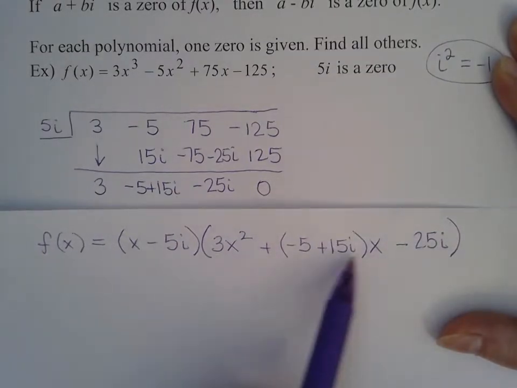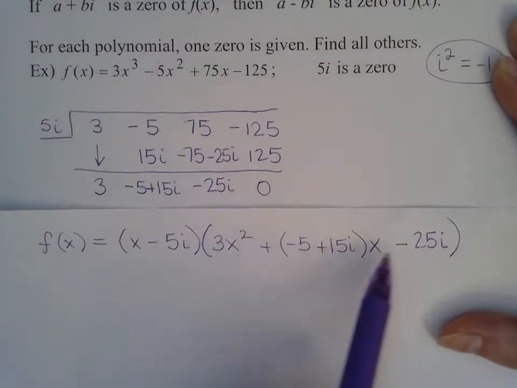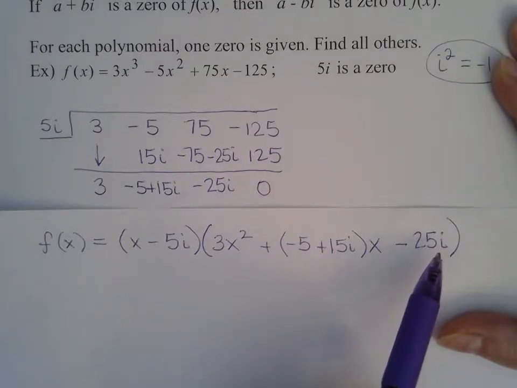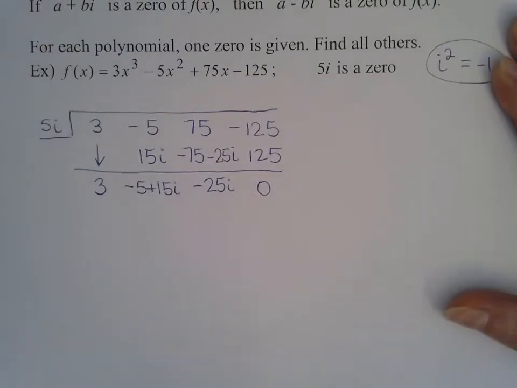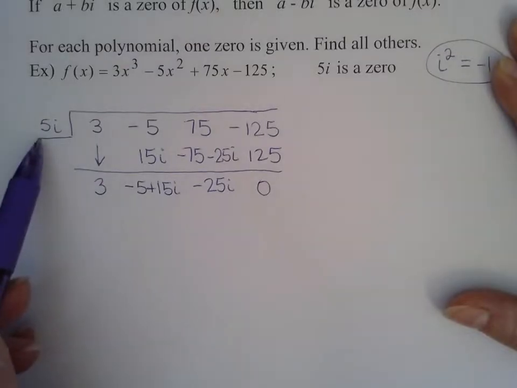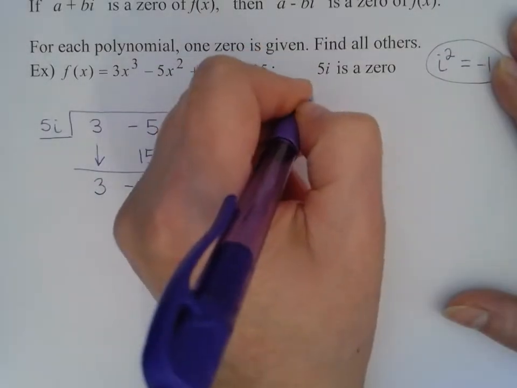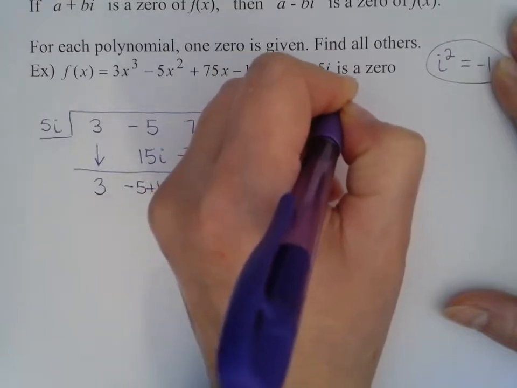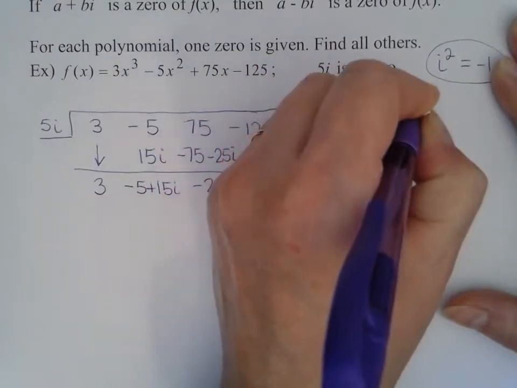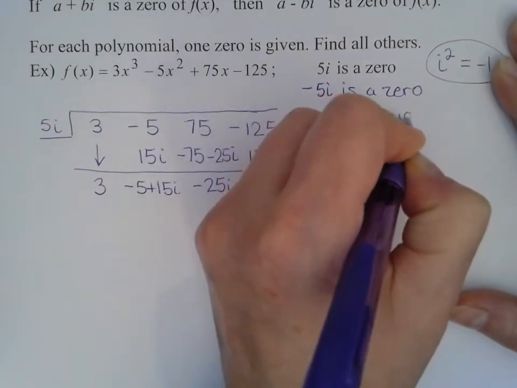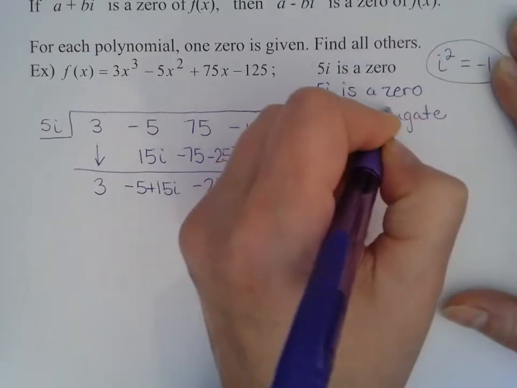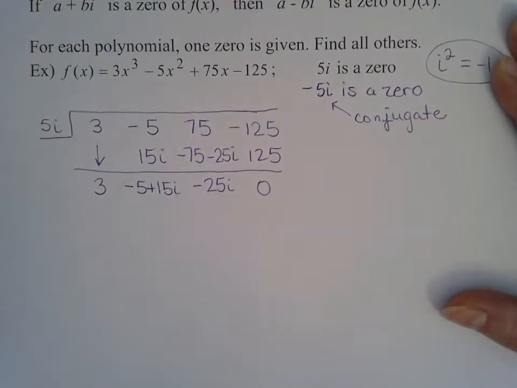Now, if these were nice, maybe we could think about factoring what we have left, but I definitely don't want to do that. So we're going to use the conjugate zeros theorem. So I'll come back to this in a minute. I'm going to set this to the side again. Okay, so if 5i is a 0, then negative 5i must also be a 0, because this is its conjugate. So we're just using that theorem that we were just talking about.